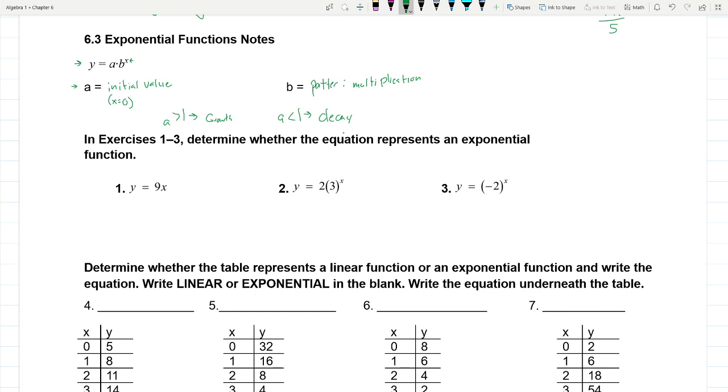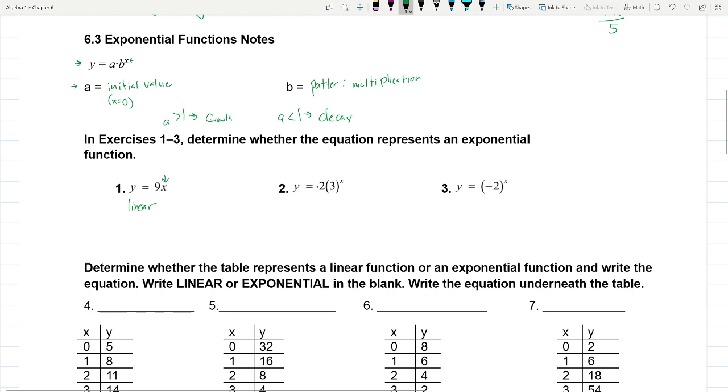All right. In exercises 1 through 3, determine whether the equation represents an exponential function, or, well, I guess we'll just talk about what the other one is. If I look at number 1, y equals 9x. That means that this is going to be a linear equation. The way that I check this is I'm looking at where the x is. The x is not at the exponent place, and so that makes this linear. I didn't ask if it was linear or exponential, but it is good to say, hey, this is linear.